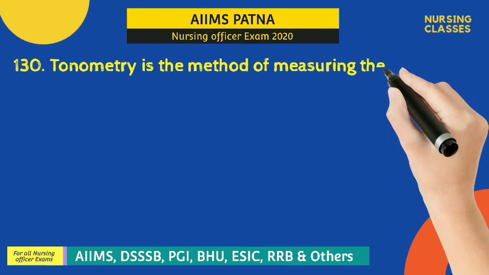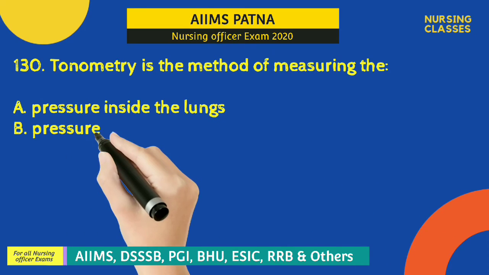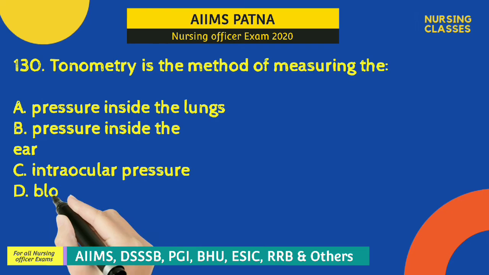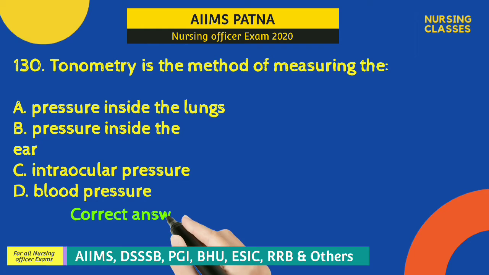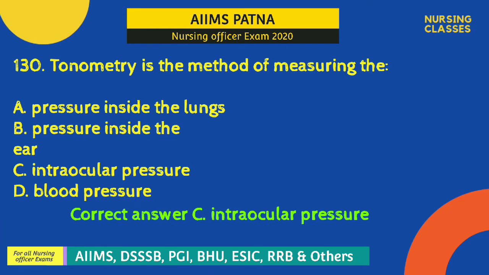130. Tonometry is the method of measuring the: A. Pressure inside the lungs, B. Pressure inside the ear, C. Intraocular pressure, D. Blood pressure. Correct answer C. Intraocular pressure.